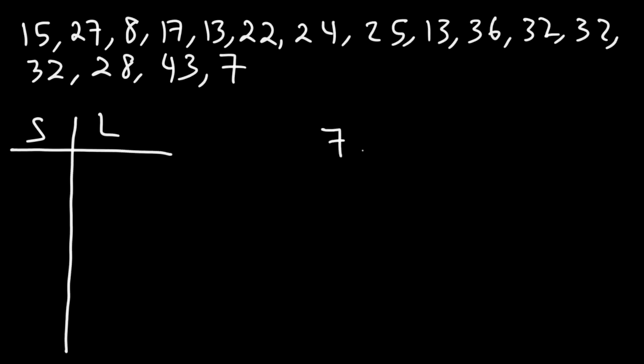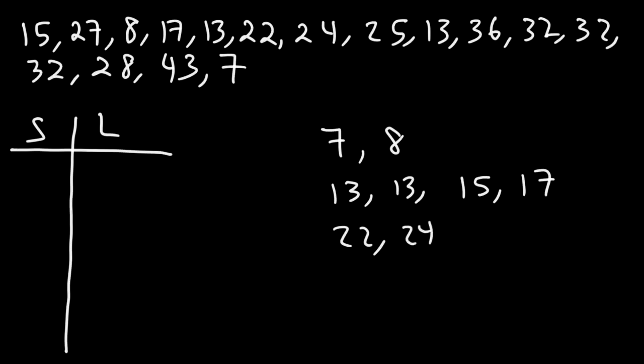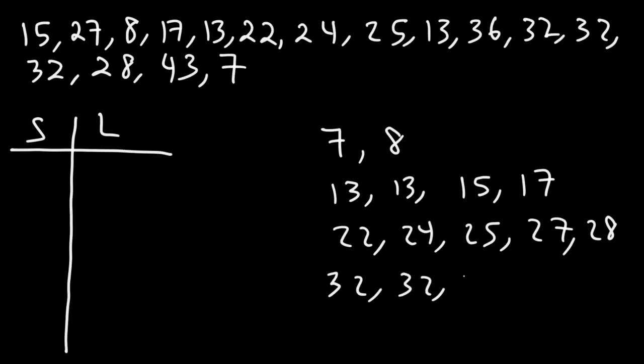So I have a 7 and an 8, and between 10 and 20 I have two 13s, a 15 and a 17, and then in the 20s, let's see, there's a 22, 24, 25, 27, and 28. In the 30s, I have three 32s, and I have a 36. And then I have one number in the 40s, which is just 43.